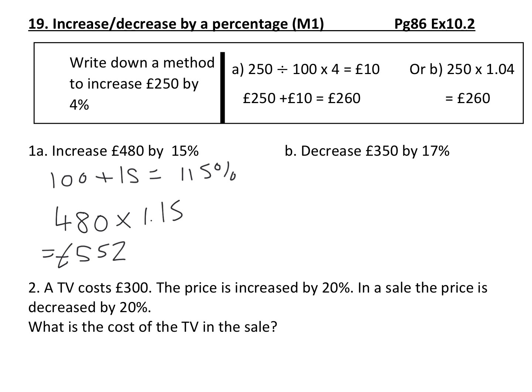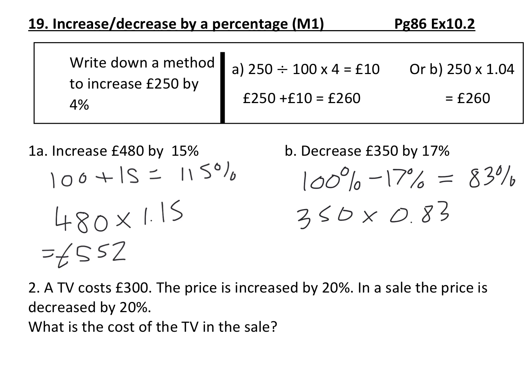Part B, decrease £350 by 17%. So your original, always 100%. If we subtract 17%, because we're decreasing by 17%, then the amount we'd have remaining would be 83% of the original amount. So if you want to work out 83%, you multiply by 83% as a decimal, which is 0.83. And that gives £290.50.